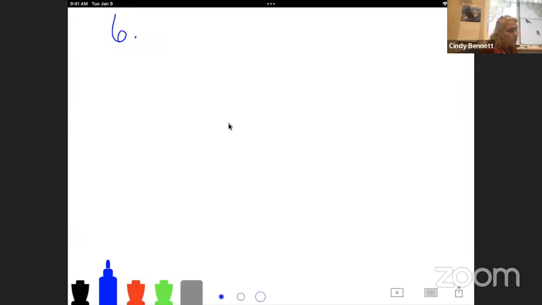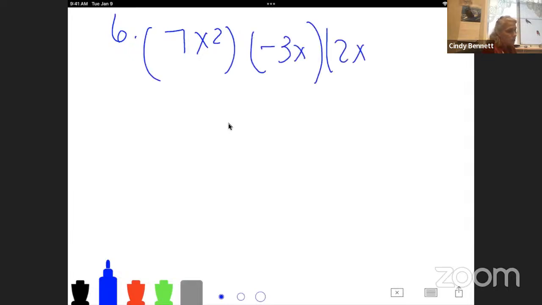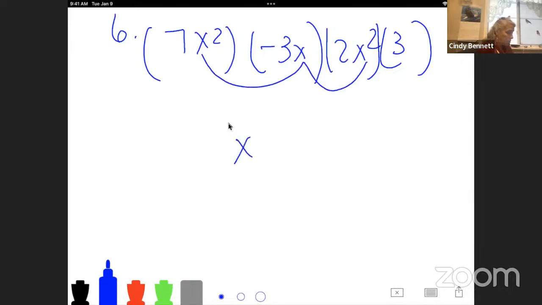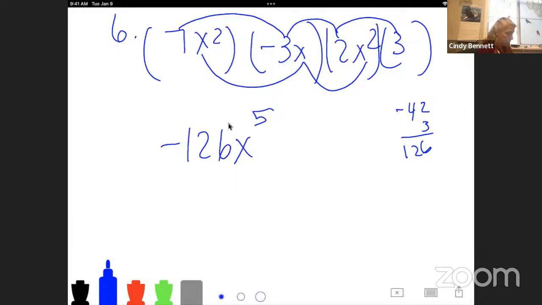Number 6. Again, we are multiplying. So 7x squared, negative 3x, 2x squared, 3. So if I'm multiplying everything, then I add exponents. So x 2, 4, 5, x to the 5th power. Then I multiply the whole numbers, negative 21, negative 42 times 3, negative 126. And that is my final answer.